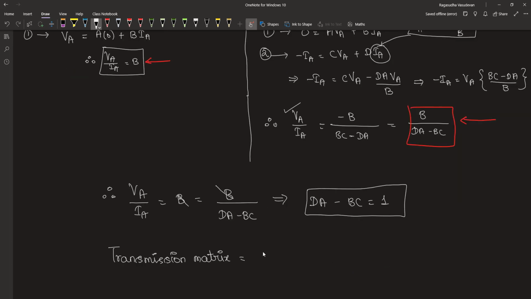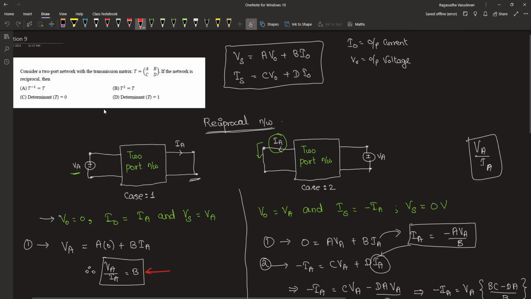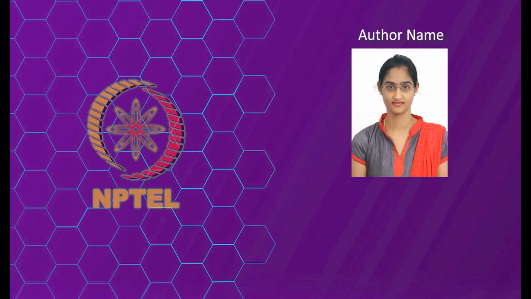The transmission matrix is given by A, B, C and D. So the determinant of this is equal to AD minus BC. Therefore, from this equation we can infer that the determinant of the T matrix is equal to 1. Therefore, the correct answer is option D, determinant of T is equal to 1.